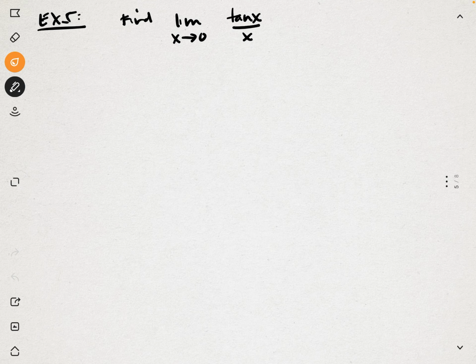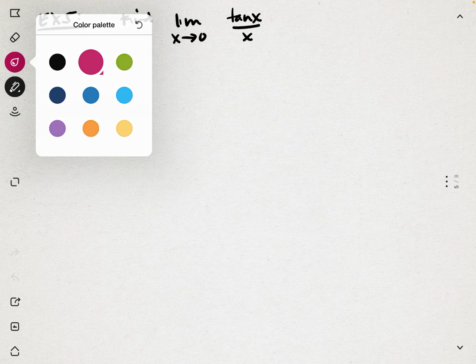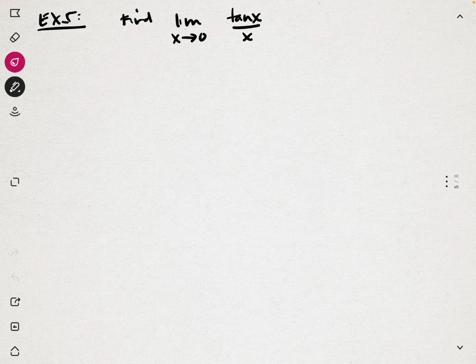Okay, so let's use that concept to find the limit as x approaches 0 of tangent x over x. Right, that looks complicated. Oh, there's some trig going on in there, and we can't plug in 0, right? Because if we plugged in 0, then we'd have an undefined function.